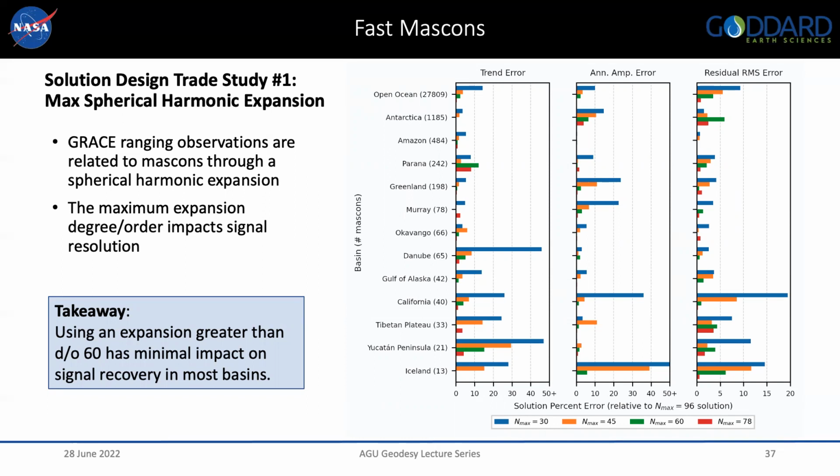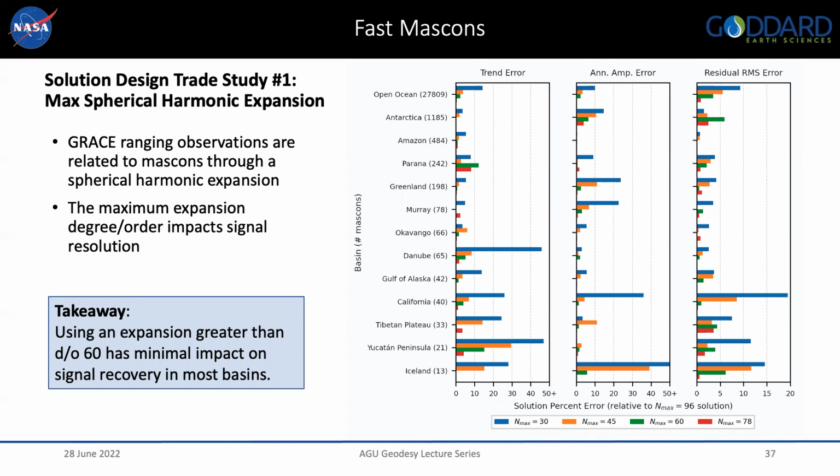So we did a trade study where we examined basin signal recovery across a whole variety of basins using spherical truncations as low as 30, and then all the way up to 96, which is what the ITSG GRACE 2018 product is distributed as. And we found that using an expansion to degree and order 60 or better captures most basins well, and that higher expansions only see marginal differences in most cases.